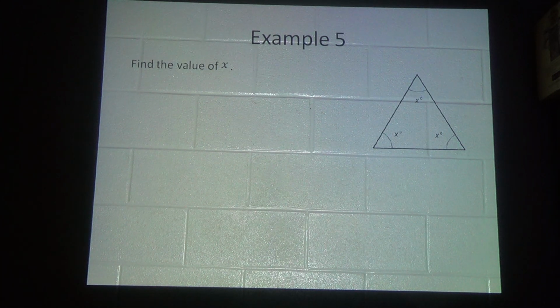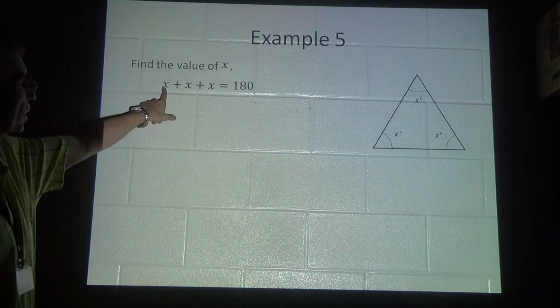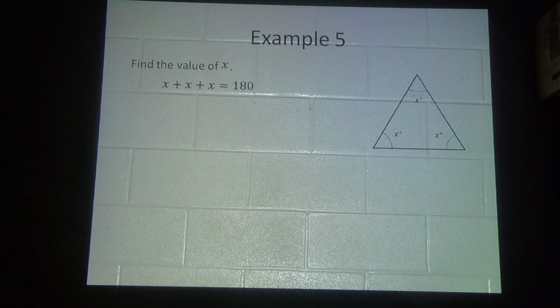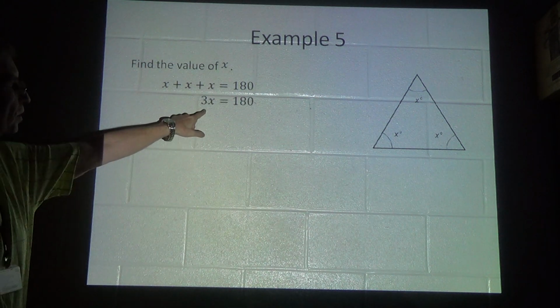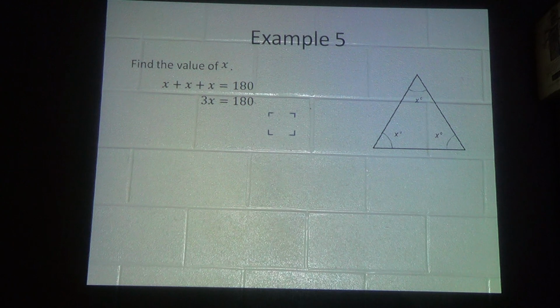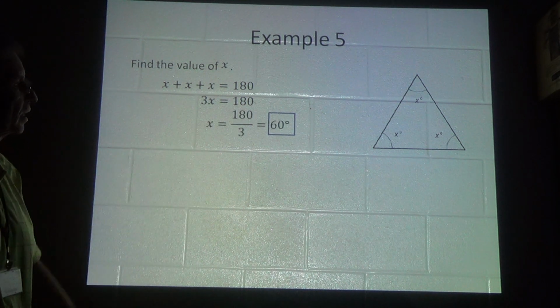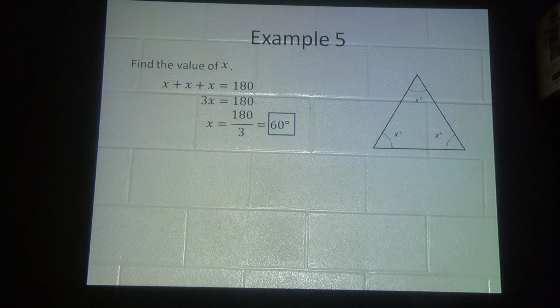Okay, example 5, they want you to find the value of x. The three angles of a triangle always add up to 180, so x plus x plus x equals 180. So that gives us 3x equals 180. Divide both sides by 3 gives us that x is equal to 60 degrees.